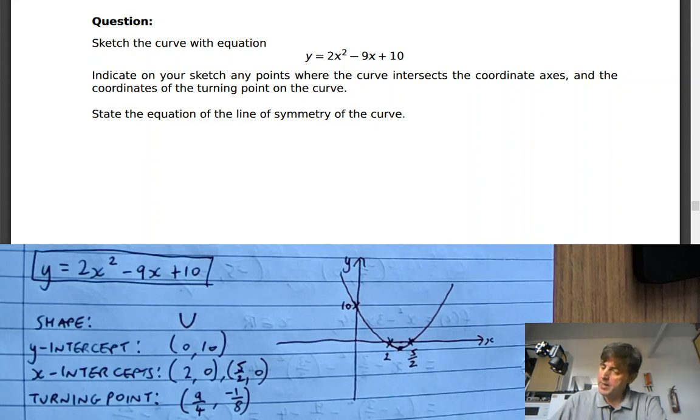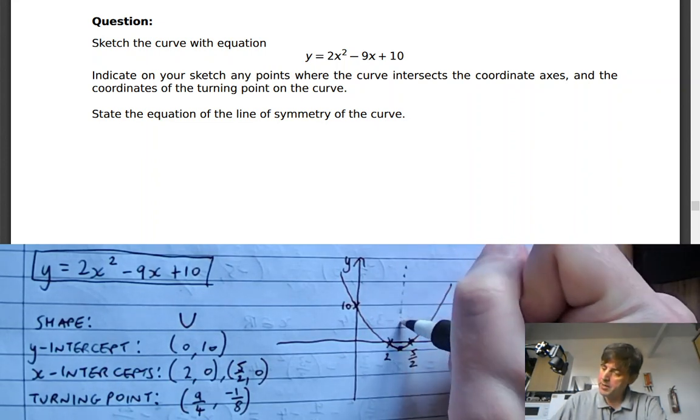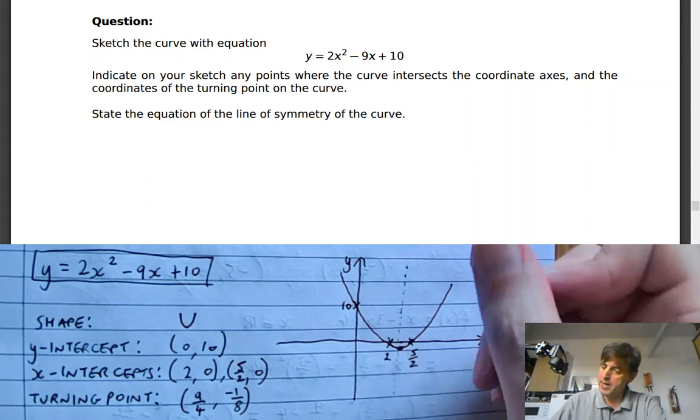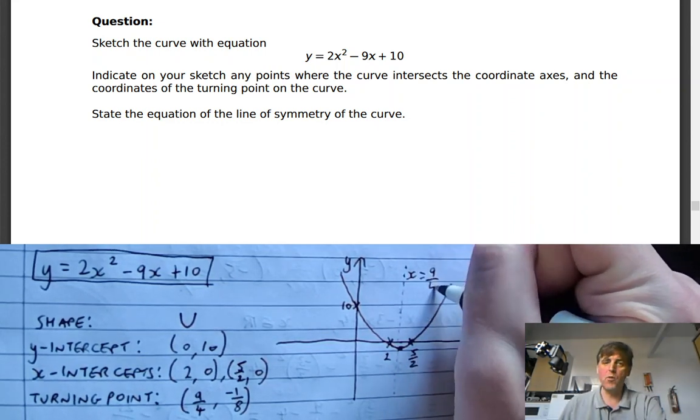Finally the line of symmetry is this vertical line here, which goes through the turning point. So that will be x equals 9/4 there.